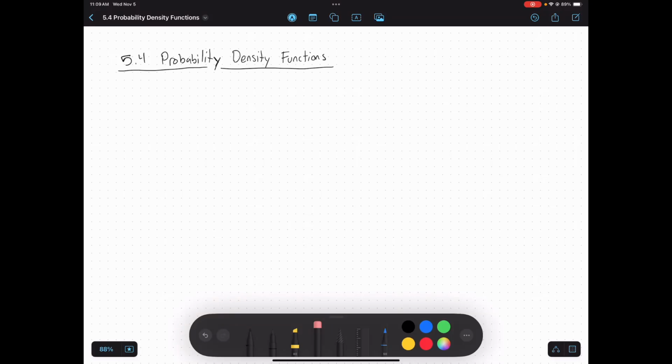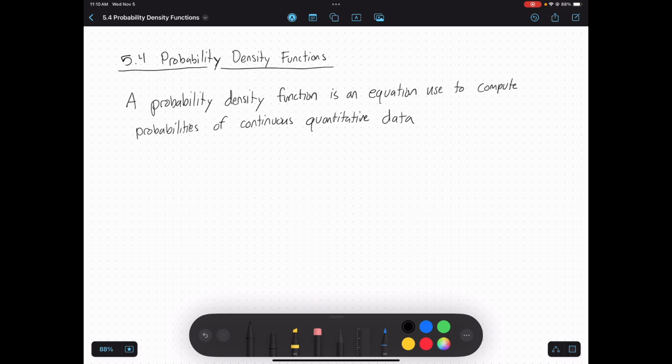And in this section, now that we know how improper integrals work, we can look at something called probability density functions, which is really how integration, how calculus relates to the world of statistics. So what is a probability density function? Well, a probability density function is an equation that can be used to compute probabilities of quantitative data. And not just any quantitative data, specifically continuous quantitative data.